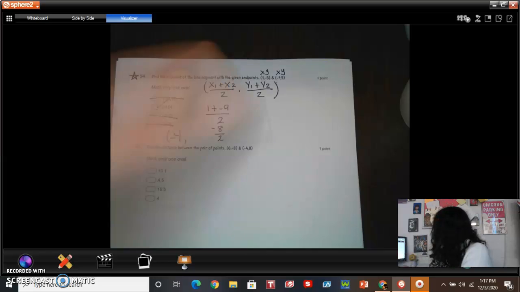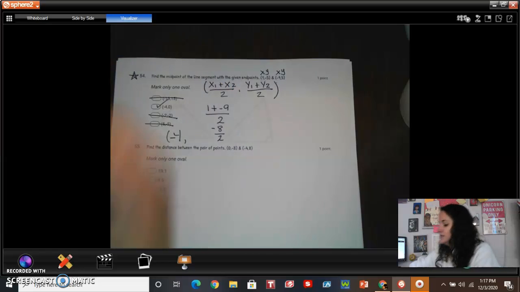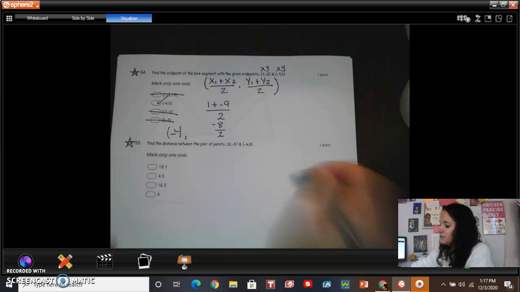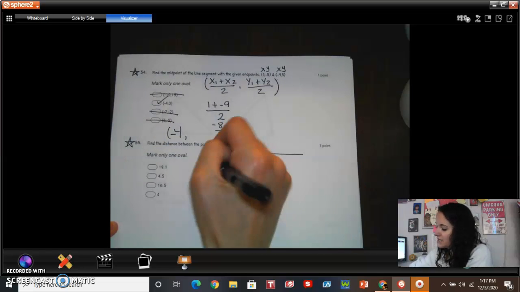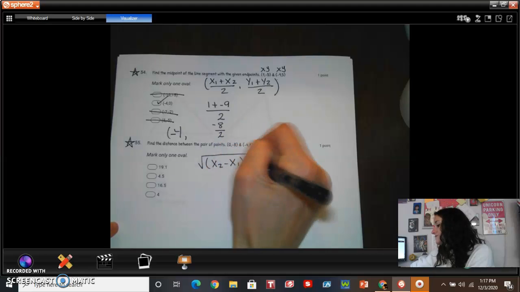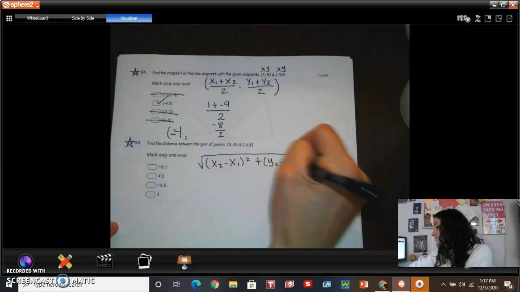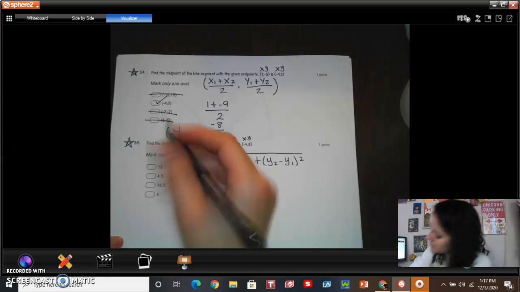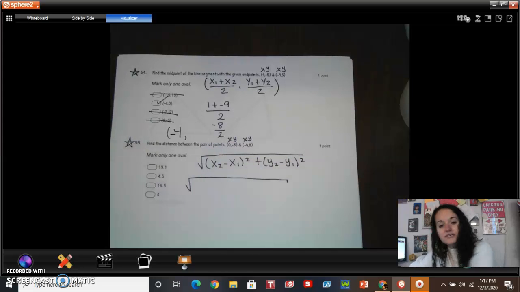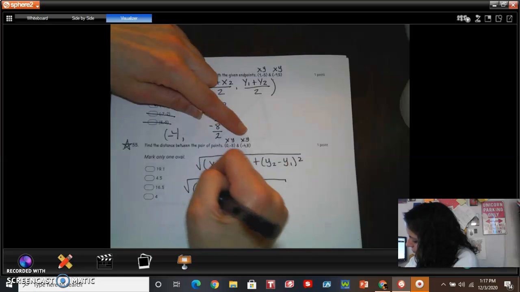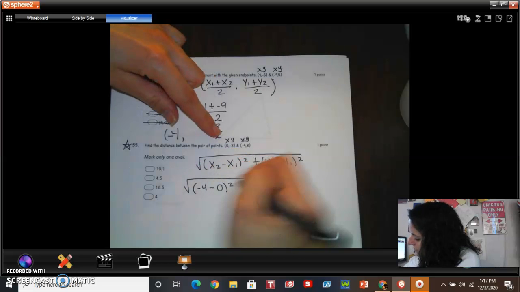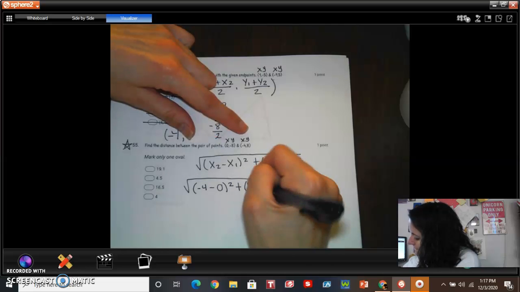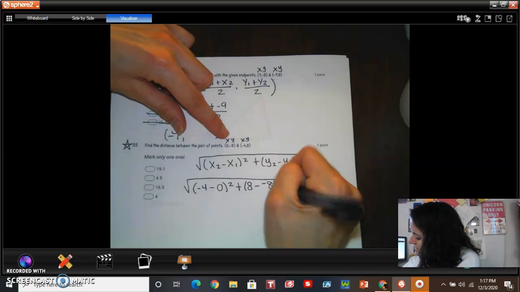Okay, you have one distance formula question. Remember your distance formula? Square root of x2 minus x1 squared plus y2 minus y1 squared. Remember, these are written as xy, xy. So if I was to plug this one in, remember, you can pause this video at any time if I'm moving too quickly for you to write stuff down and then be able to pay attention. All right, so here we go. So we have negative 4 minus 0 squared plus 8 minus negative 8 squared.